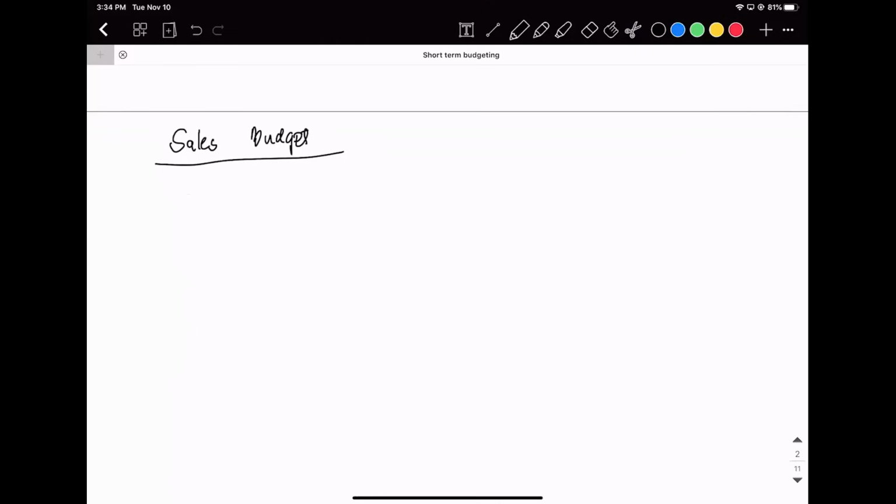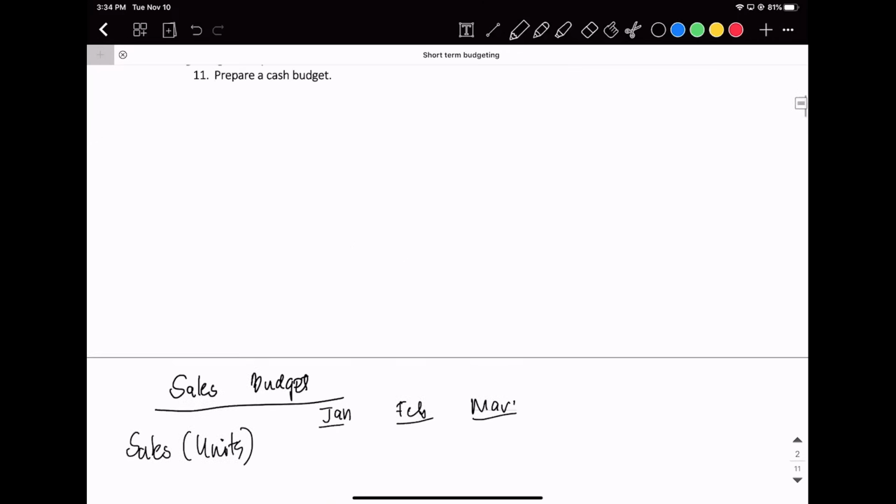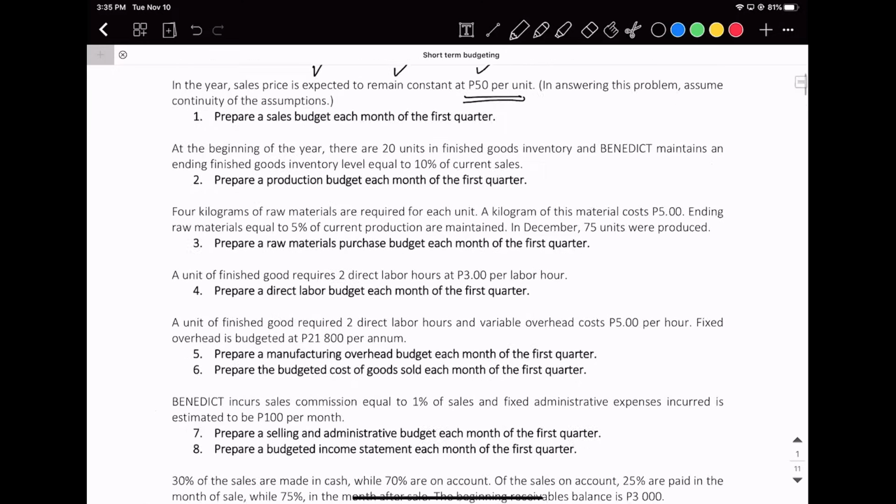So, sales budget. Budgets begin with the sales forecast. So sales, ito yung budgeted sales natin in terms of units. Given naman to, yung nasa baba, nasa taas. January, February, and then March. So, tignan natin ito. We have 100, 300, and 150. Remember, 50 pesos per unit. Okay? So constant siya, no? So 100, 300, and 150.